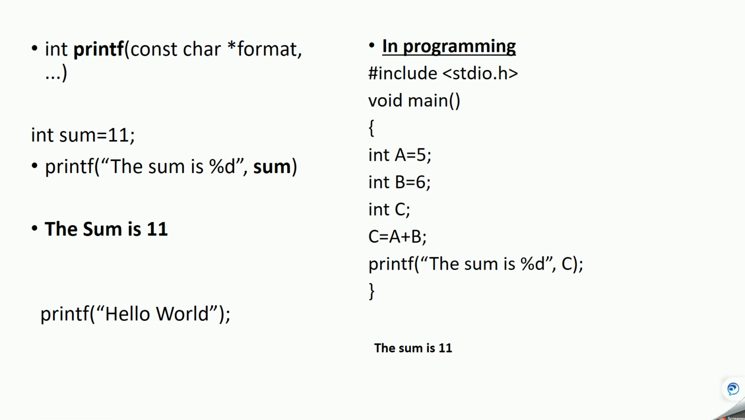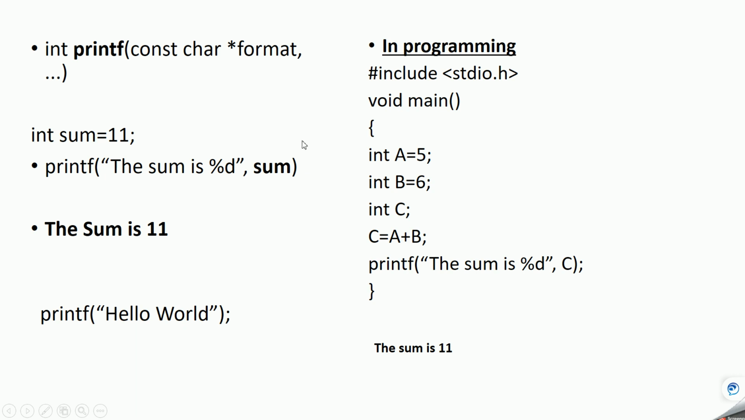So let's see. The format of this printf function is like this. This is the syntax of the printf function, and this is how we'll use it. Suppose we have already calculated the sum by adding two numbers and the sum is 11. Now we want to print the message: the sum is 11. So inside this printf function, under double quotes, we'll write the sum is %d.